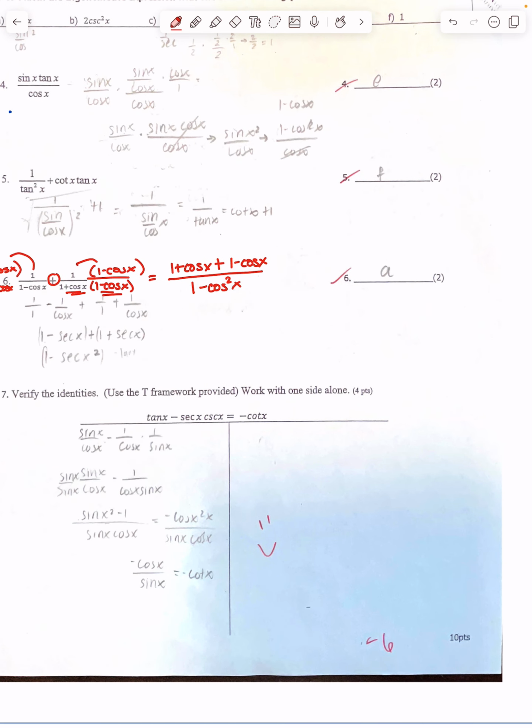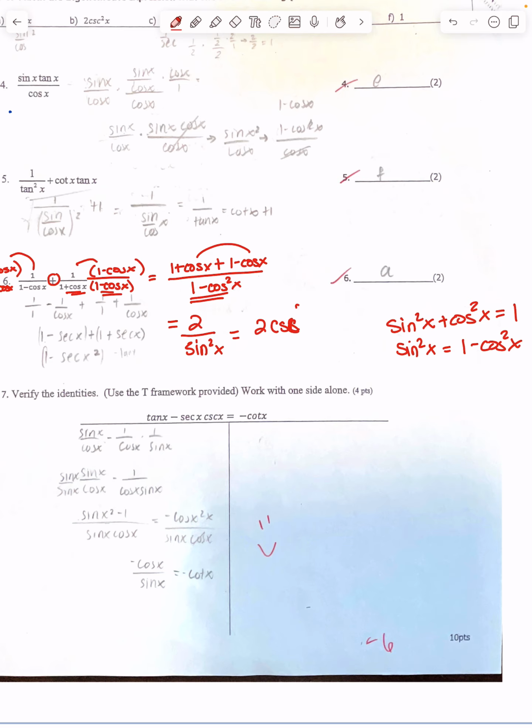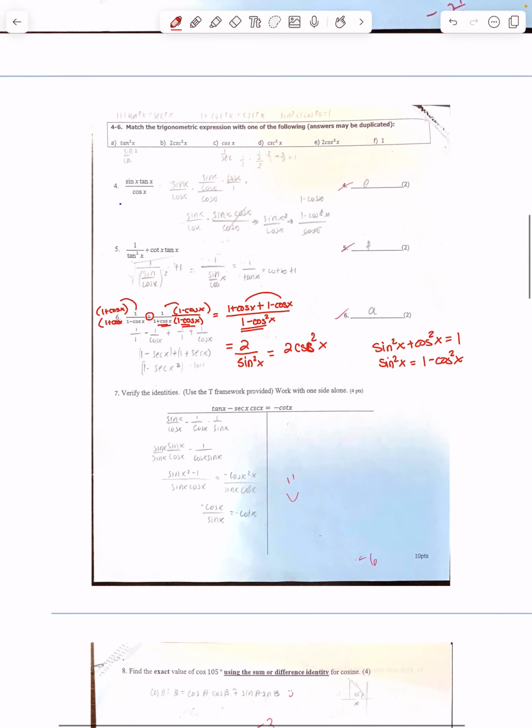Now, as I simplify on top, 1 plus 1 is 2. Cosine minus cosine is 0. So that's just 2 on top. And on bottom, I know that's sine squared. That's my Pythagorean identity, solved for sine squared. If I solve for it, I'm going to get 1 minus cosine squared, so this I could replace with sine squared. And then if I rewrite it in its reciprocal form, I get, which one is that? B.